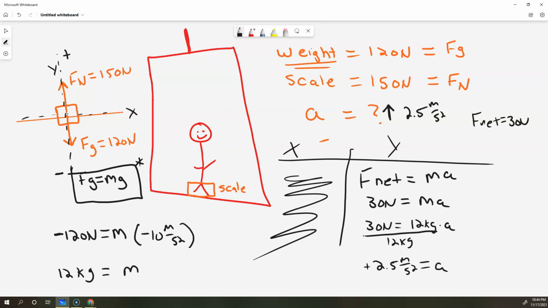Quick recap. What did I do? I drew a picture. I wrote down F net equals ma, and F net equals all the forces, and then I just solved. That's it. That's all I had to do.